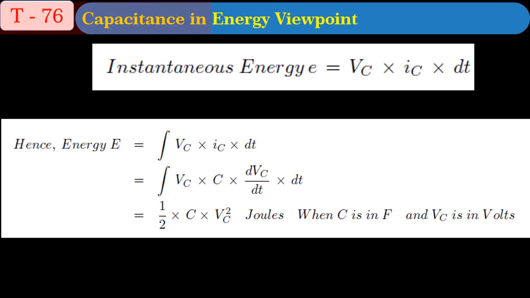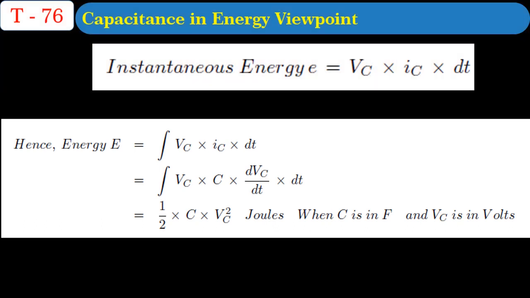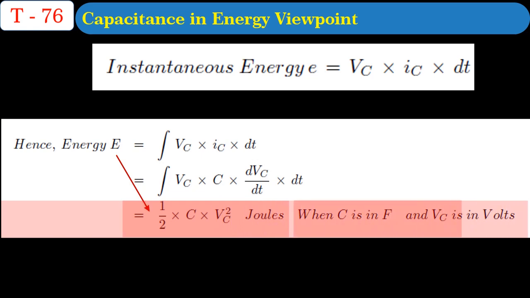Friends, the instantaneous energy stored in the capacitance E is equal to Vc into Ic into dt. By integrating, we get E is equal to integration of Vc into Ic into dt. But Ic is equal to C into dVc by dt. By substituting and solving, we get energy E is equal to half into C into Vc square joules, when C is in farads and Vc is in volts.